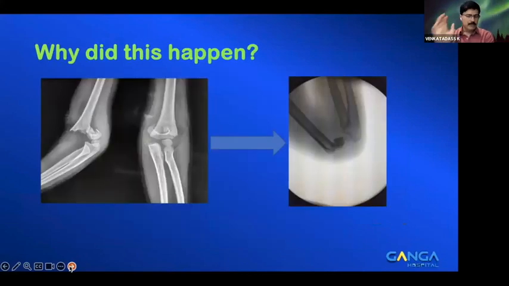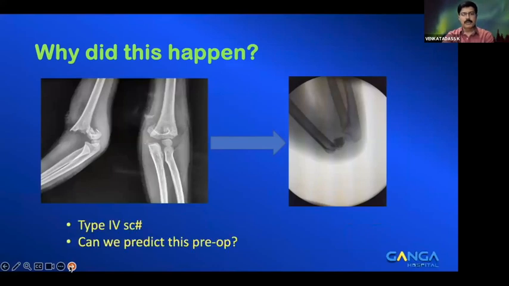So why did this happen in the first place? As we discussed already, these are type 4 supracondylar fractures where your posterior periosteum is also torn. So the question is, is there any way to predict that preoperatively? Because preoperative imaging says it's a type 3. How to diagnose a type 4 supracondylar fracture preoperatively?